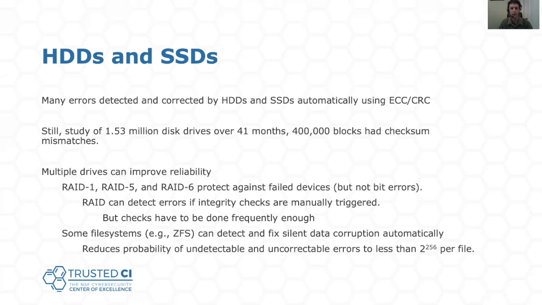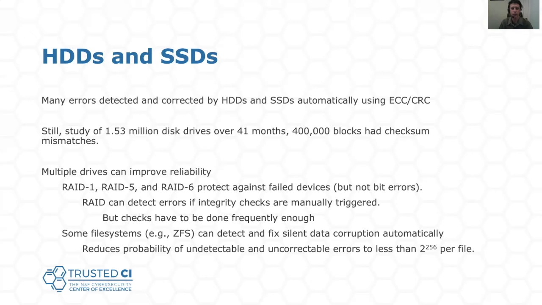In a recent study of 1.53 million disk drives over 41 months, it was shown that 400,000 blocks had checksum mismatches. In order to gain more reliability, one can use multiple drives in a RAID configuration, where parts of the storage are used for redundancy.